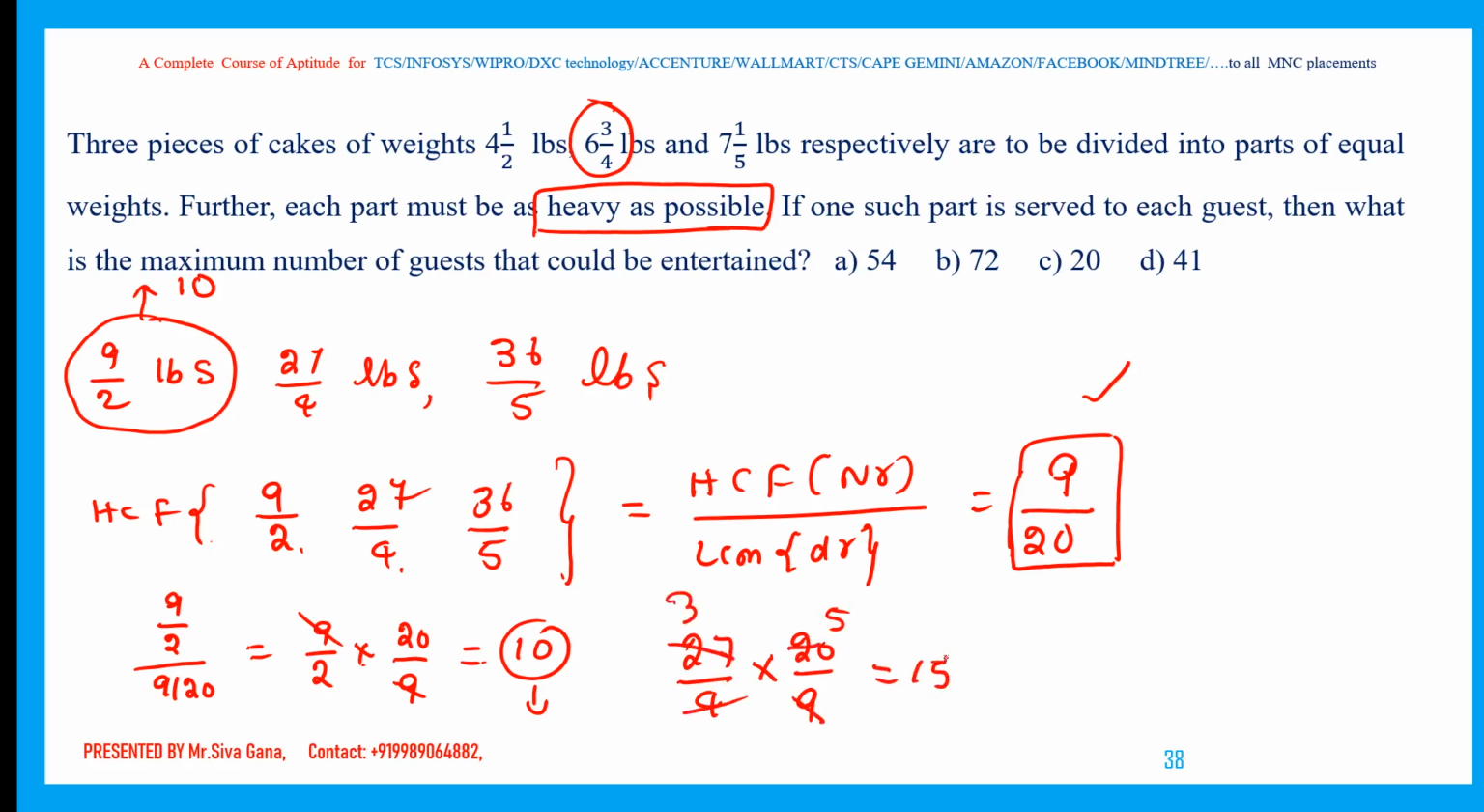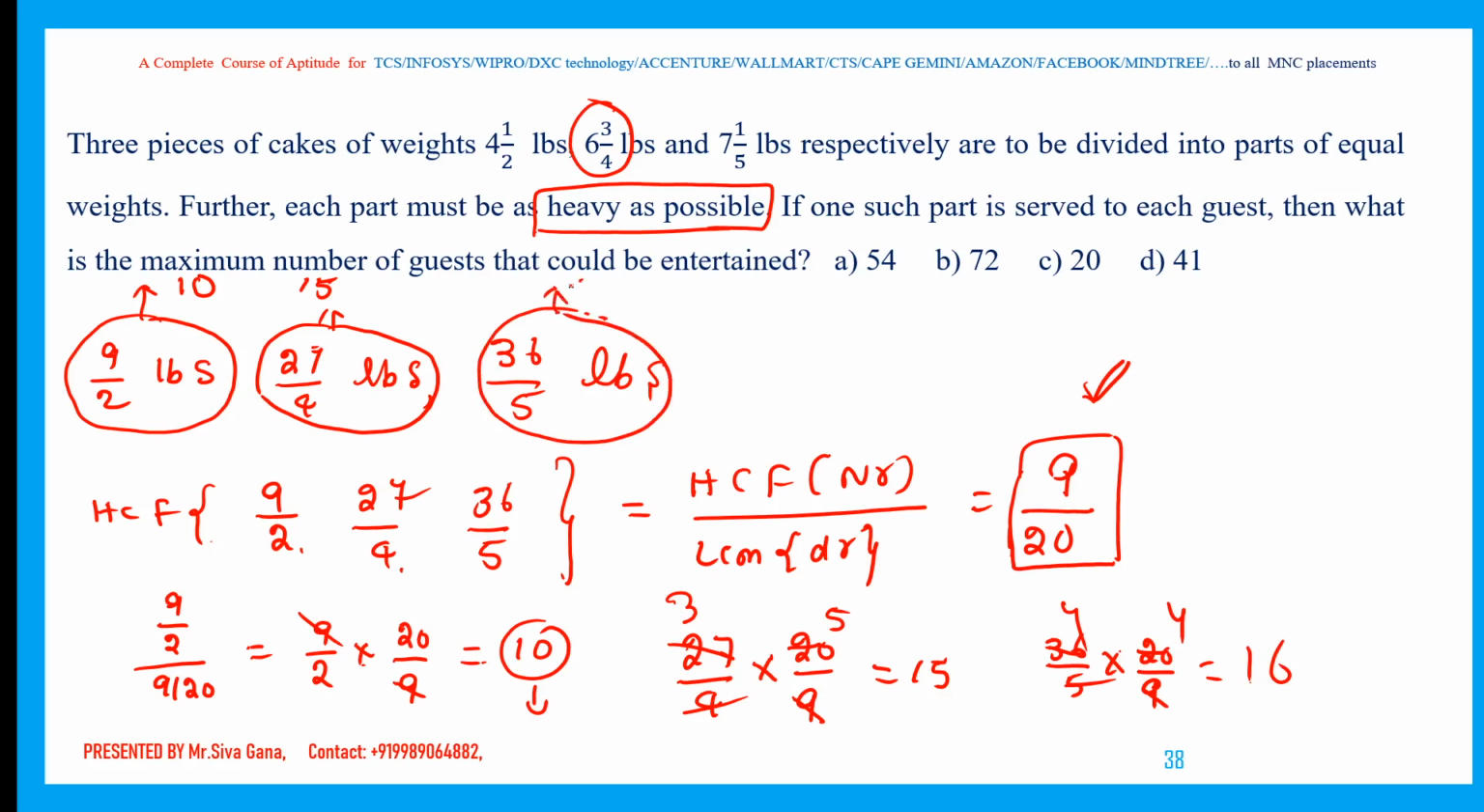So from the second cake we are going to get 15 pieces, each piece weighing 9 by 20. Now the third cake, 36 by 5 divided by 20 by 9: 9 4s are 36, 5 4s are 20, so 4 4s are 16. So from the third cake we are going to get 16 pieces, each piece weighing 9 by 20. The total number of cakes is 41. That's the answer for this question.